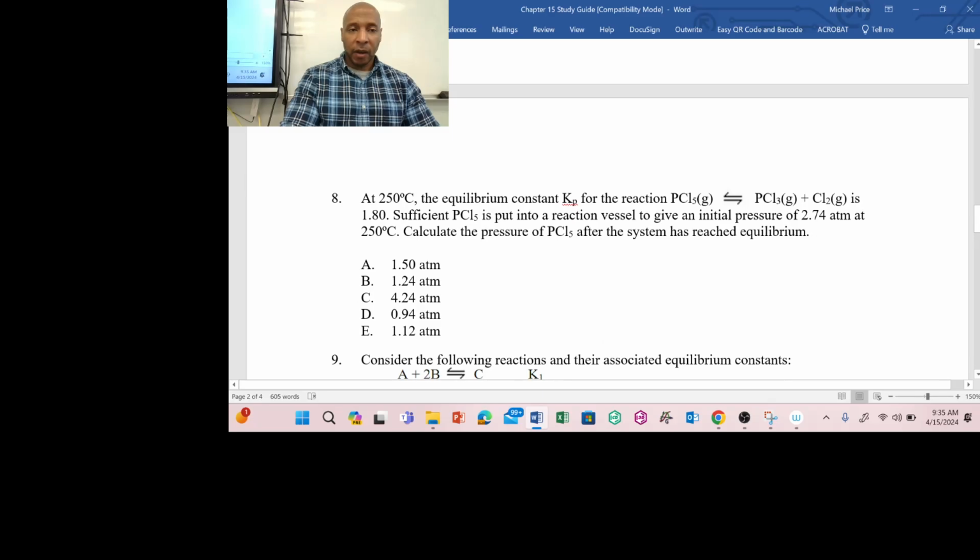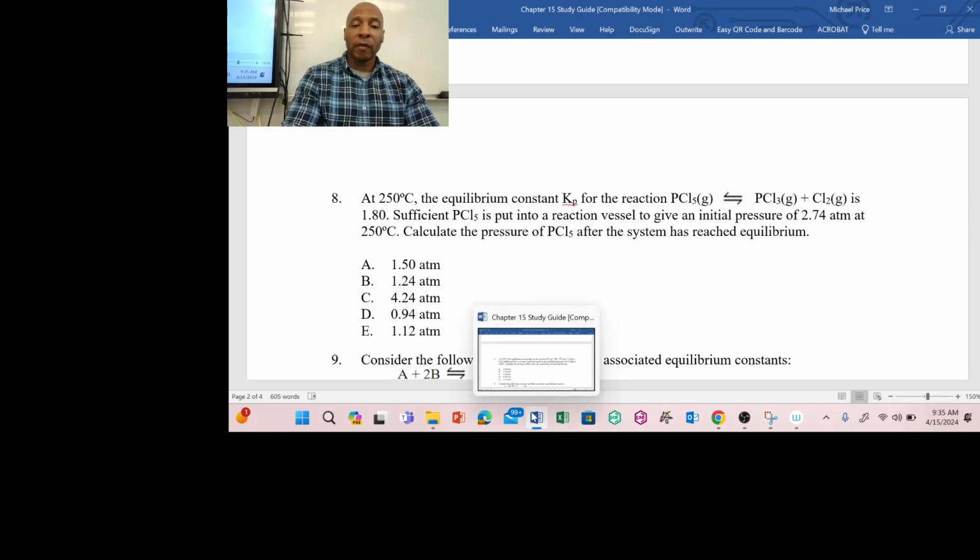Yeah, we do. Okay, at 250 degrees Celsius, the equilibrium constant Kp for the reaction PCl5 yields PCl3 plus Cl2 is 1.8. This is a nasty reaction, guys. Sufficient PCl5 is put into a reaction vessel to give an initial pressure of 2.74 atmospheres. Calculate the pressure of PCl5 after the system has reached equilibrium.